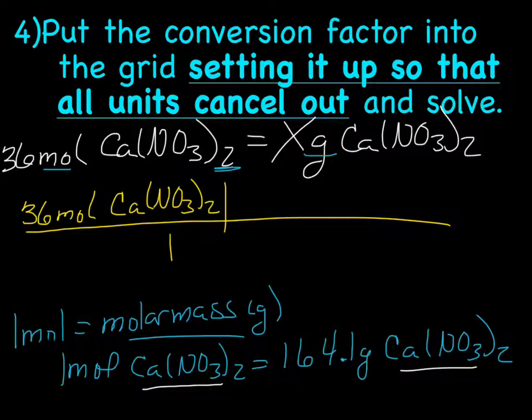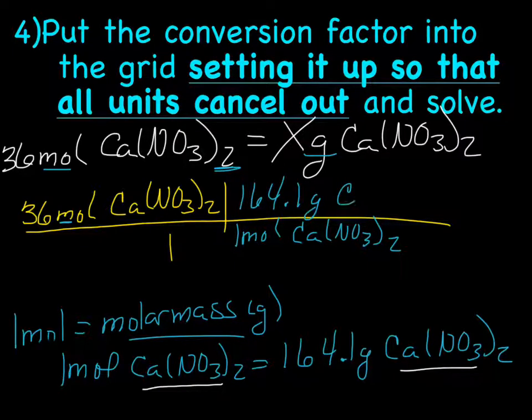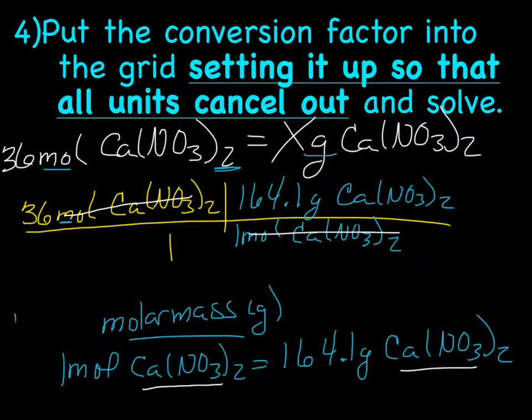Now, we're going to put the conversion factor, our 1 mole of CaNO3 equals 164.1 grams, into the grid, setting it up so that all units cancel out. And since we have moles at the top, we need to put moles at the bottom. So 1 mole CaNO3 at the bottom. And at the top goes 164.1 gram CaNO3. Cross out our units and, in this case, molecules. Make sure we set things up right.